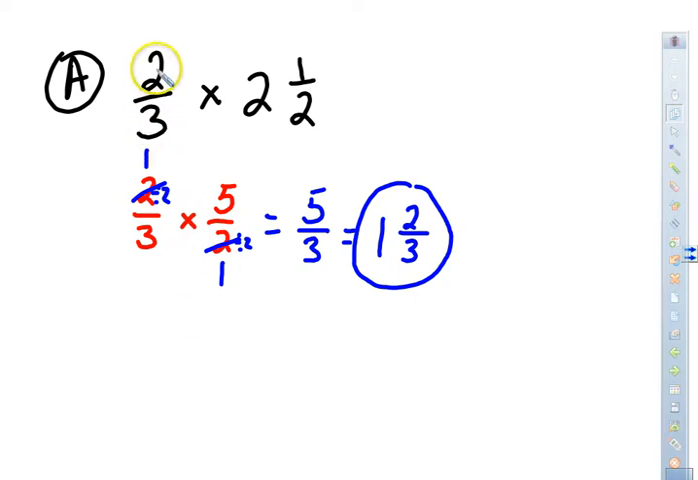And some of you say, well, how can it be smaller than what we started with? Well, because you're taking 2/3 of it, a number that is less than 1. Okay, we're taking just a portion of this amount. We're taking 2/3 of 2.5, and that is 1 and 2/3. Okay?